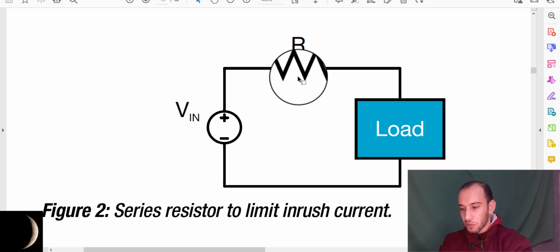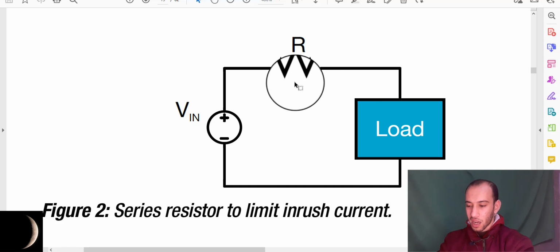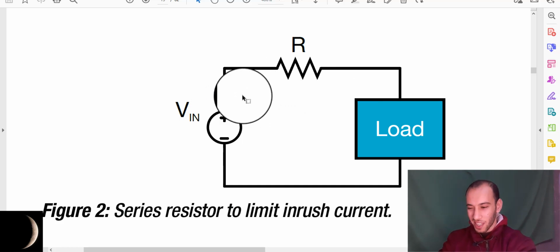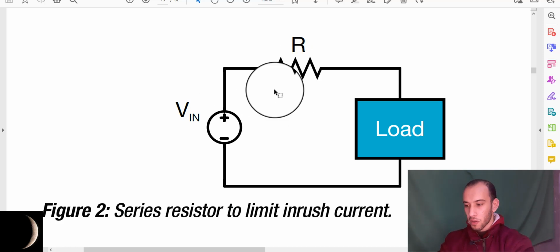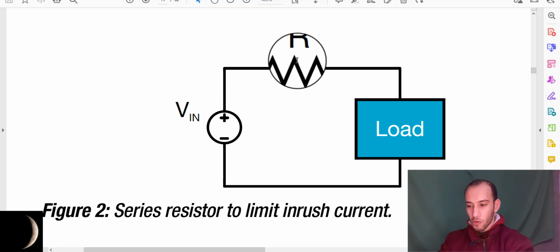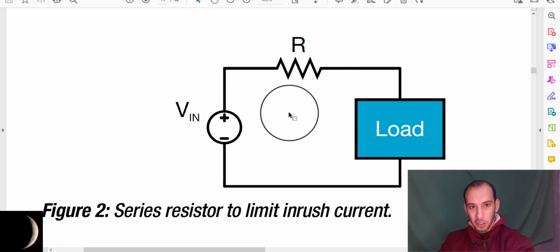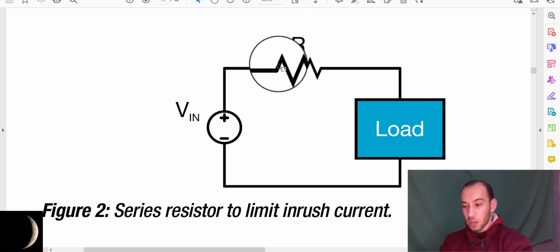Let's speak about resistive. You will put a series resistance. So what's going to happen? The inrush current, or the total current of the circuit, will be lowered by the addition of this resistance. So the current will be Vin over R. You will calculate the current drawn in this circuit. The advantage of this solution is that it's low cost and easy to implement.